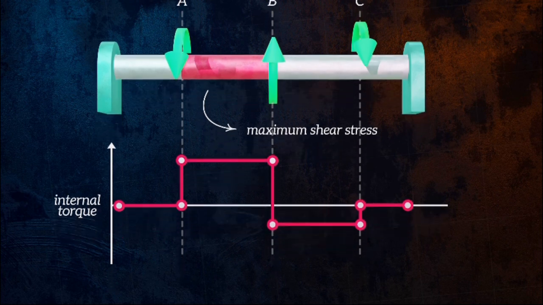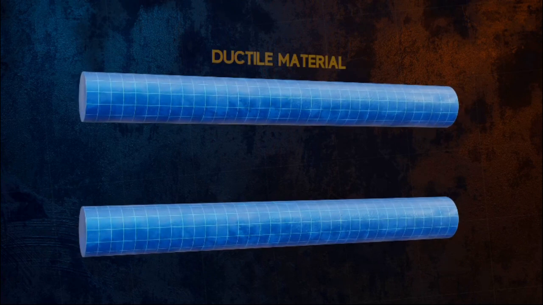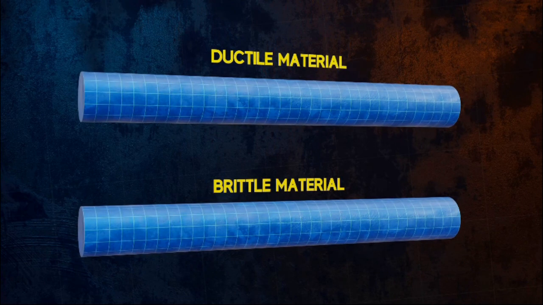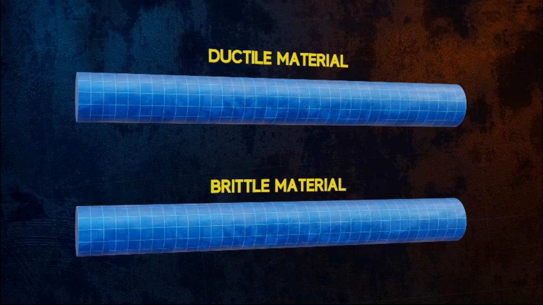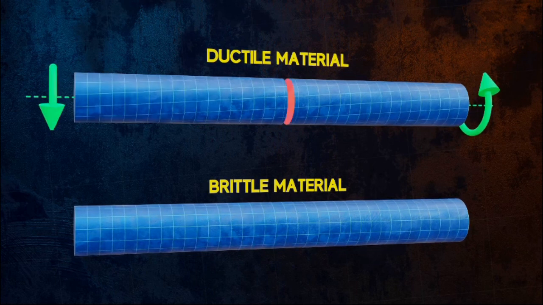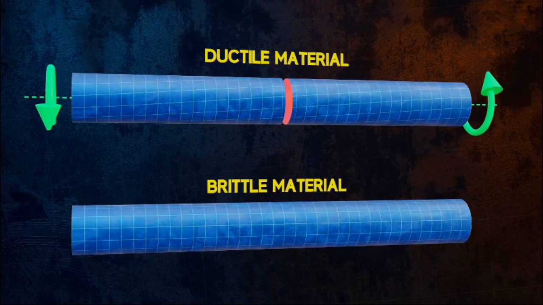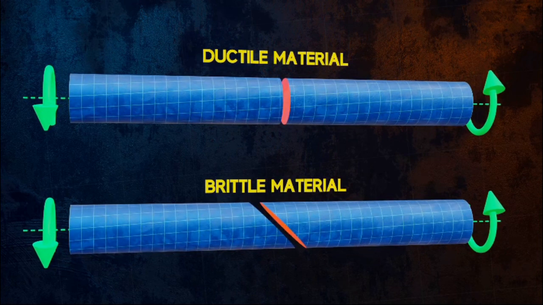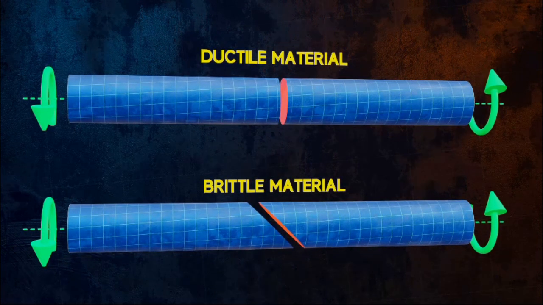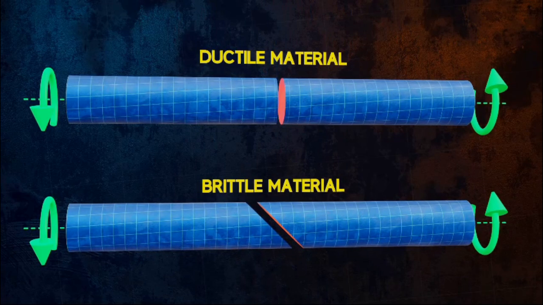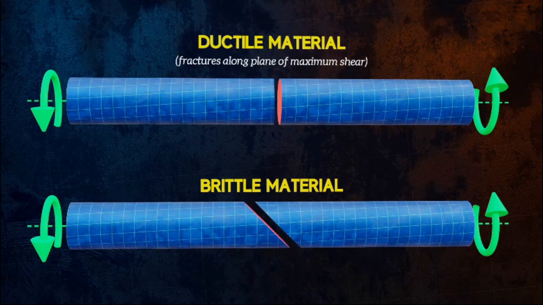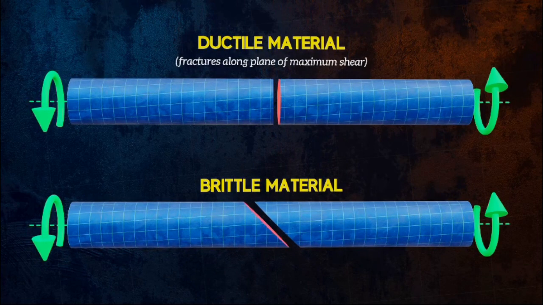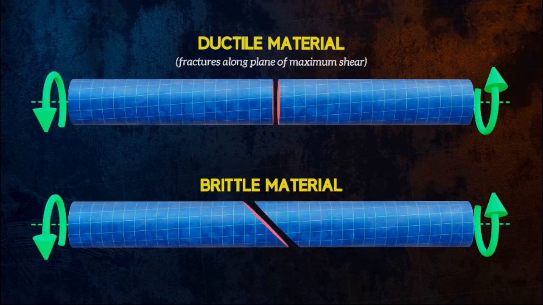I want to end the video by talking about failure due to pure torsion. If we have 2 bars, one made of a ductile material and one made of a brittle material, and we apply the same torque to both bars, we will observe that they fail differently. The ductile bar fails at an angle perpendicular to its axis, but the brittle bar fails at a 45-degree angle to its axis. We can explain this by remembering that ductile materials tend to fail in shear, and so fracture along the plane of maximum shear stress. But brittle materials are weaker in tension than in shear, and so tend to fracture along the plane of maximum tensile stress.